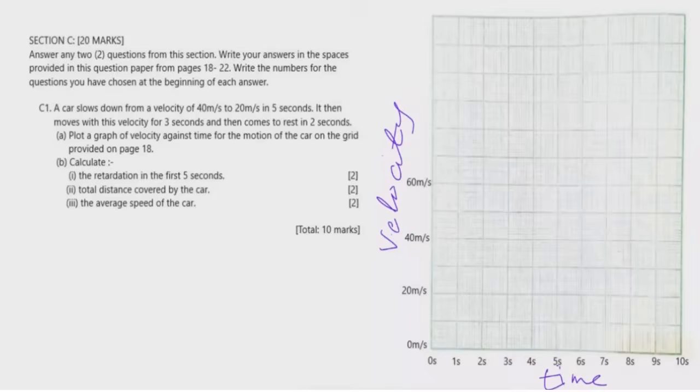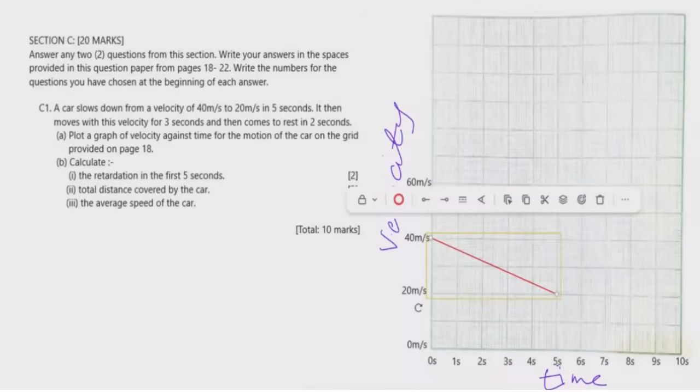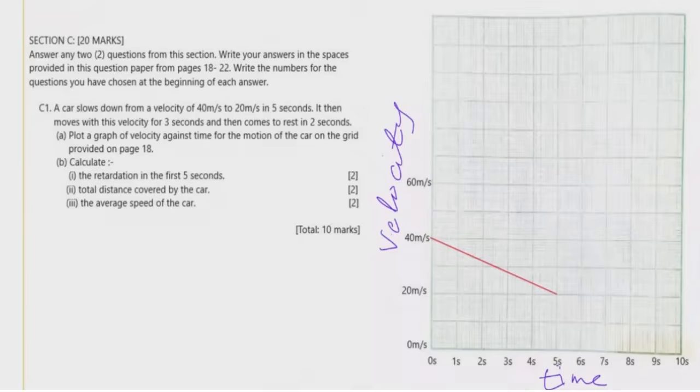Okay, so from this point we are going to move up to 20 seconds, and the time we should take is 5 seconds. So 5 seconds is here. That means we're going to draw a line which demonstrates constant change of speed, that is constant deceleration. Okay, like that.